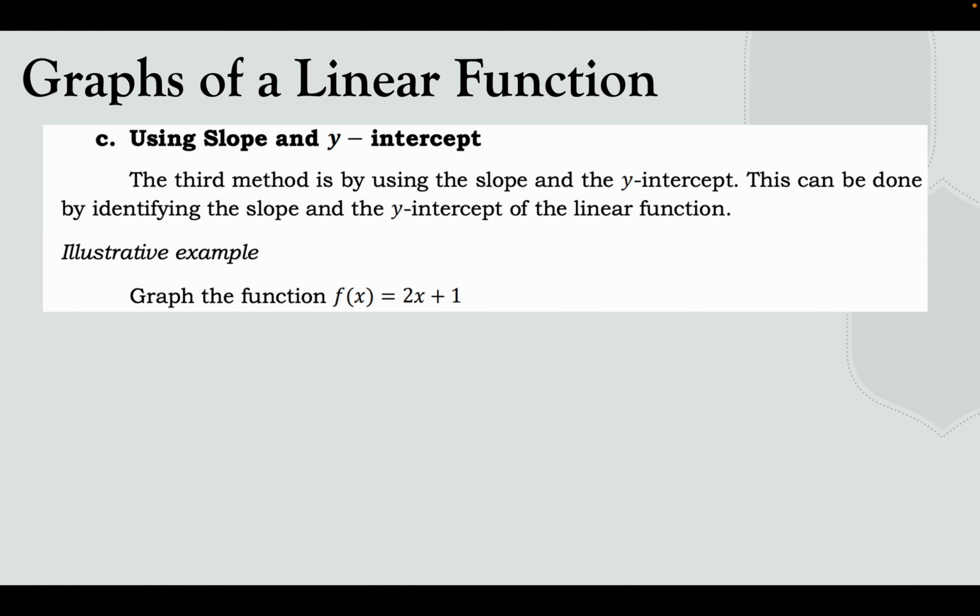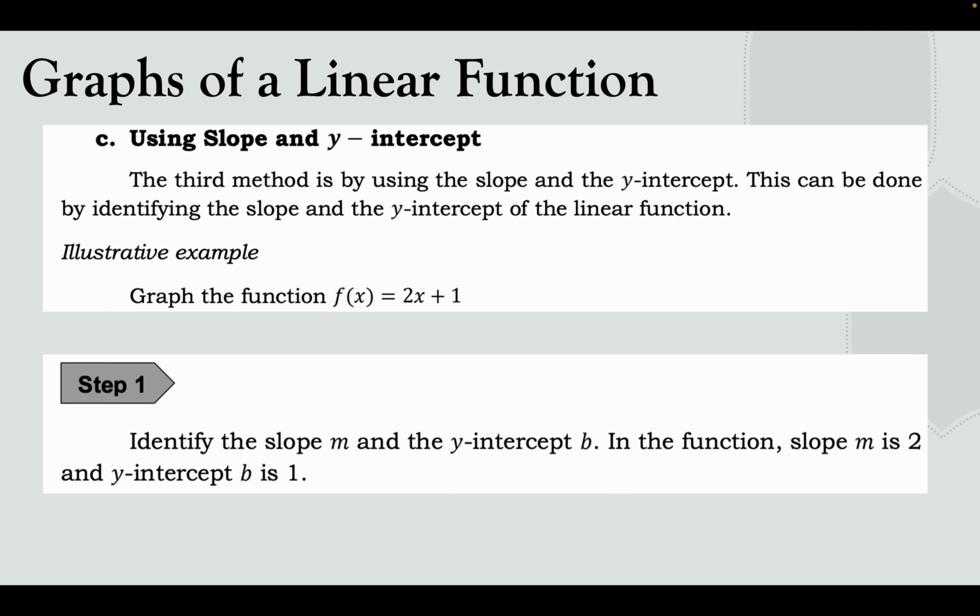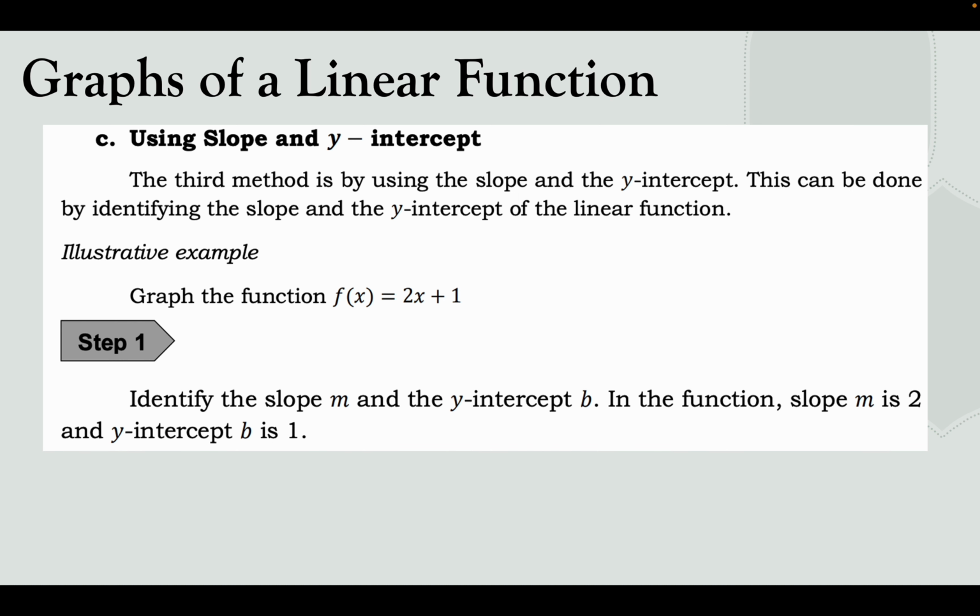So the third method is by using the slope and y-intercept. This can be done by identifying the slope and the y-intercept of the linear function. So we have here, graph the function f of x is equals to 2x plus 1. Step number 1, we need to identify the slope and the y-intercept, or the b.